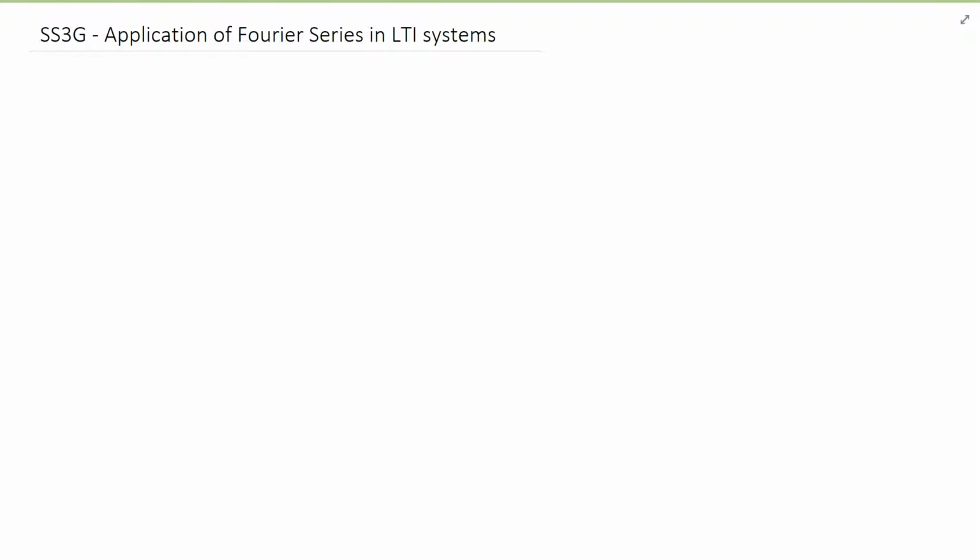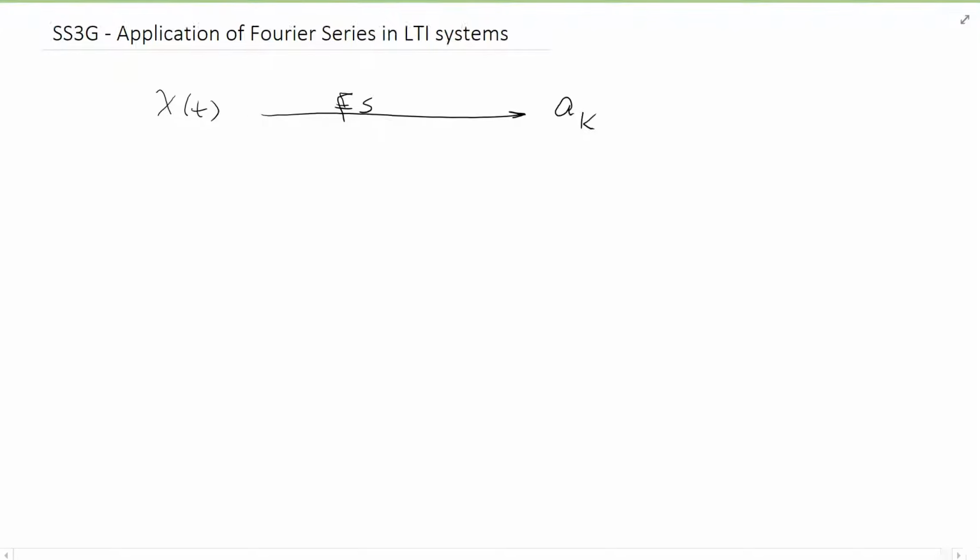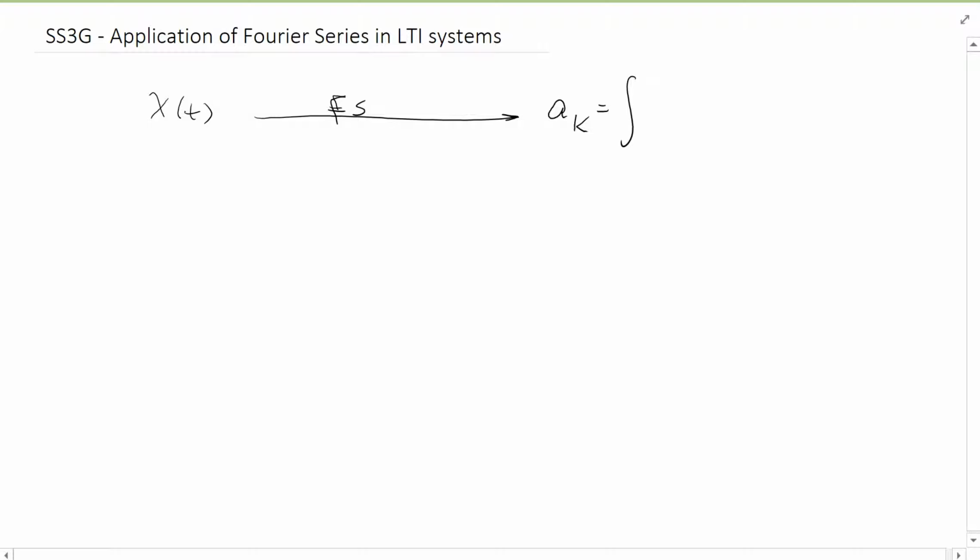So if you recall, when I have a function x of t, that function is in the time domain, so I'm looking at it over time. Now, if I were to take a Fourier series of it, I'll end up with a set of coefficients, a of k's. We know the relationship between a of k in continuous time would be the integral going over a period of x of t times e to the minus j k omega 0 t dt, with omega 0 being the fundamental frequency.